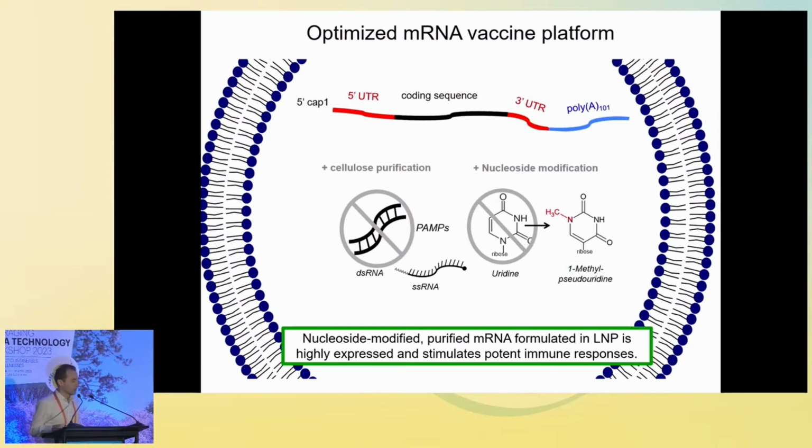other contaminants that would be recognized as pathogen-associated molecular patterns by the immune system, and they would induce unwanted immune responses. And like I mentioned to you, the RNA is modified, so uridines are replaced with 1-methyl-pseudouridine that further increases protein production from the RNA and decreases innate immune activation. Once this purified and modified RNA is made, it gets formulated into lipid nanoparticles.